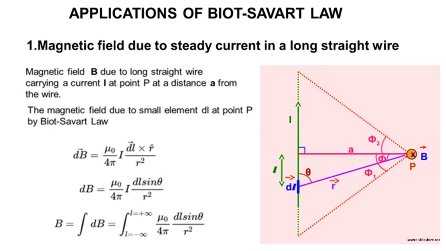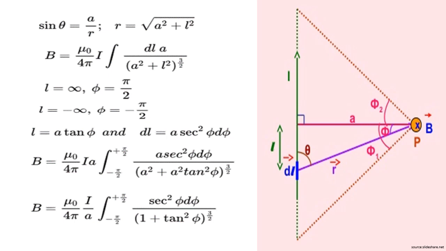Now from the Biot-Savart law, the magnetic field due to a small element dl at point P is vector dB equals mu naught upon 4 pi I vector dl cross unit vector r upon r square, that is dB equals mu naught upon 4 pi I dl sin theta upon r square, or B equals integration of dB, which equals integration from l equals minus infinity to l equals plus infinity of mu naught upon 4 pi I dl sin theta upon r square. From the figure, sin theta equals a by r and r equals under root a square plus l square, and B equals mu naught upon 4 pi I integration dl a upon (a square plus l square) power 3 by 2.